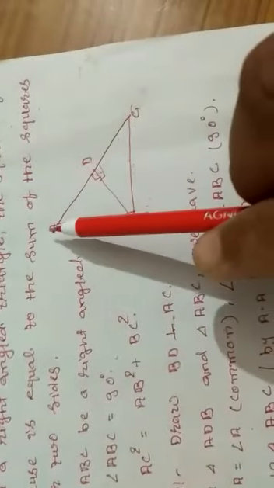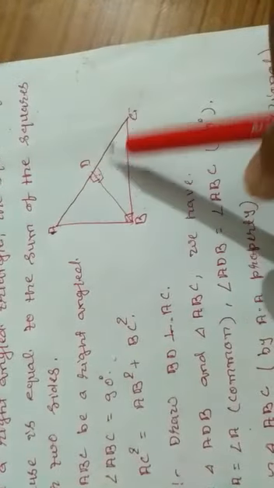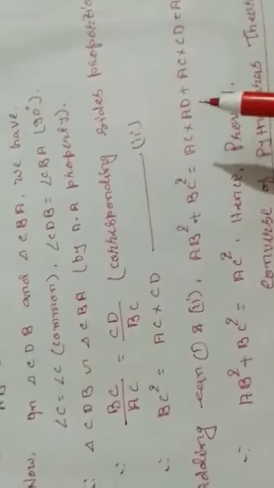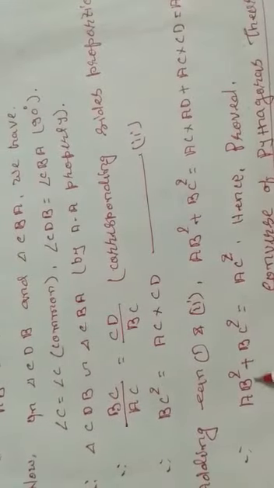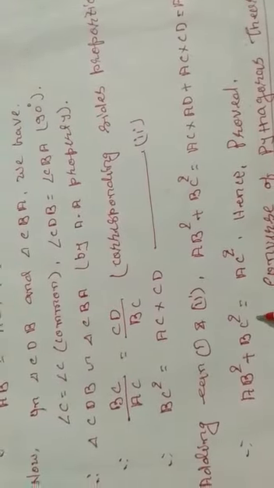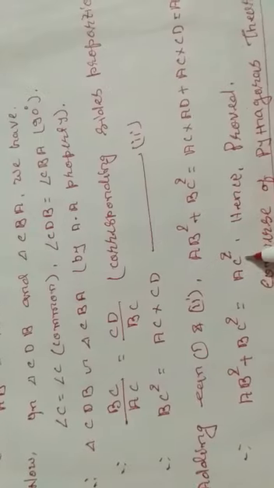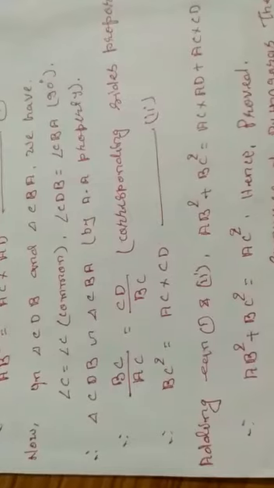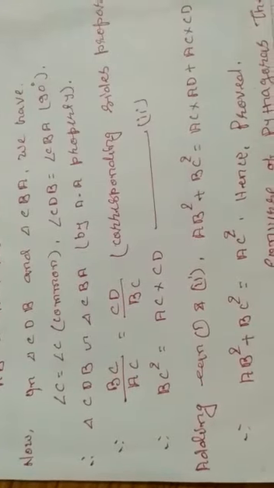Now when you add together AC and CD, look at the figure. When we add AD and CD, then we will have AC. So here the sum of AD and CD is equal to AC. So we can write here AB² plus BC² is equal to AC², and hence our Pythagoras theorem has been proved in this way.